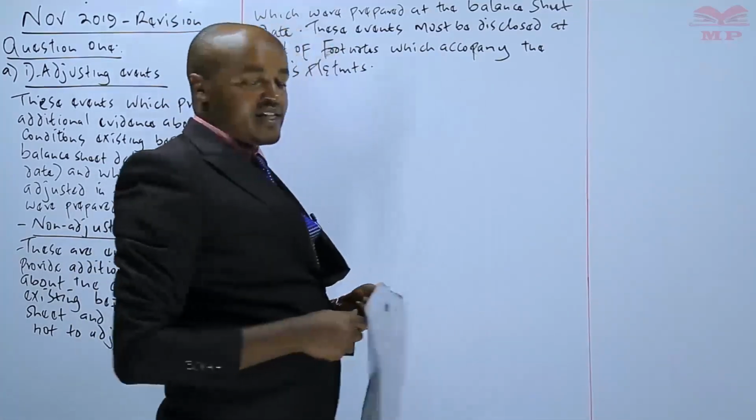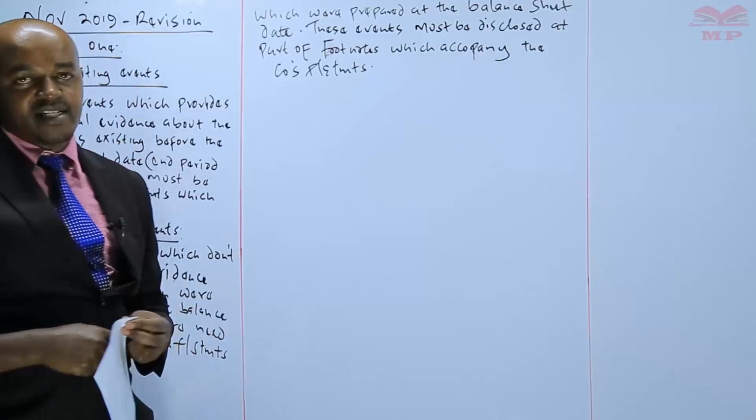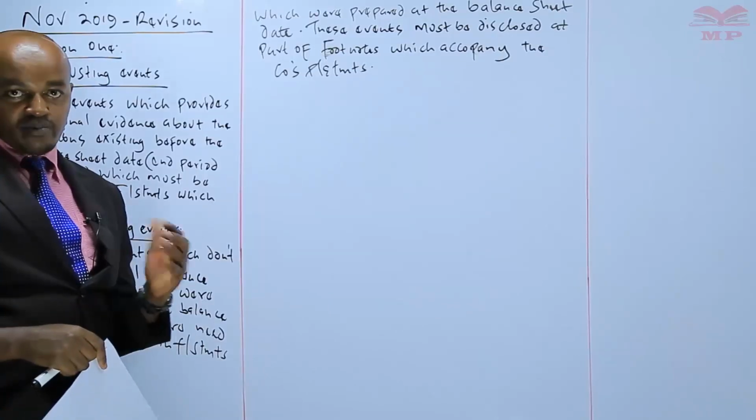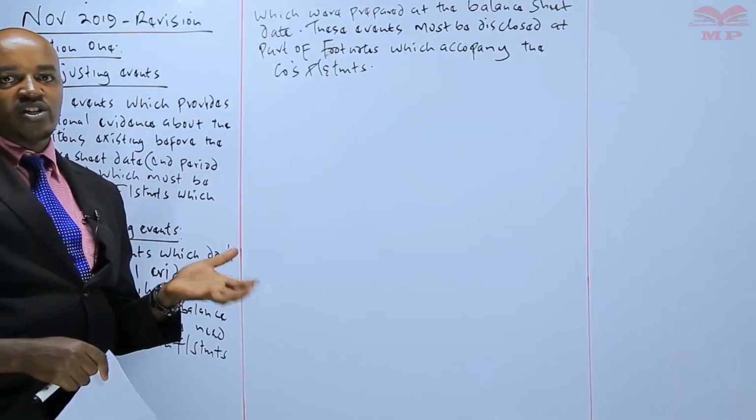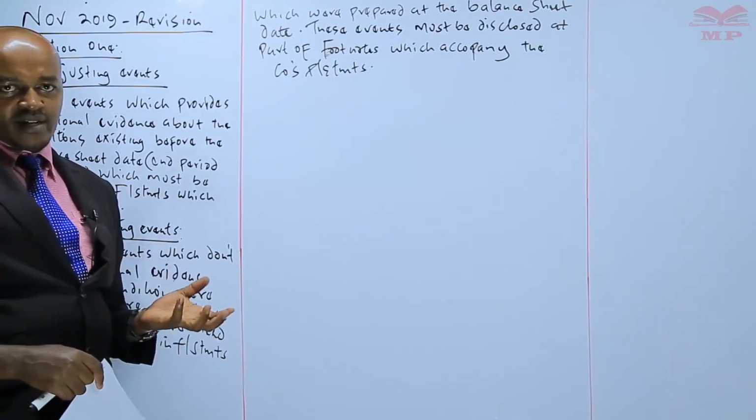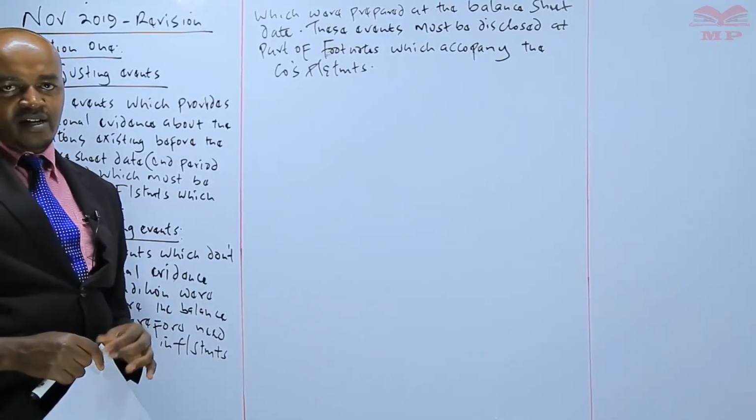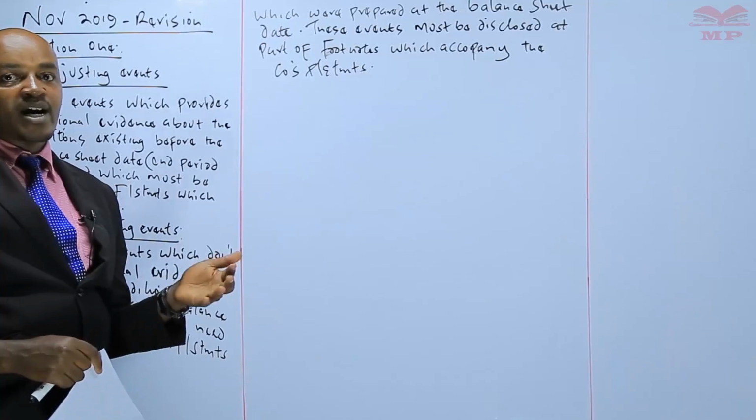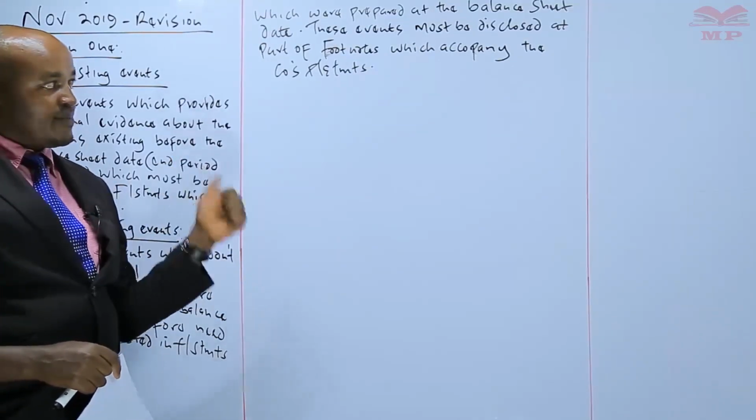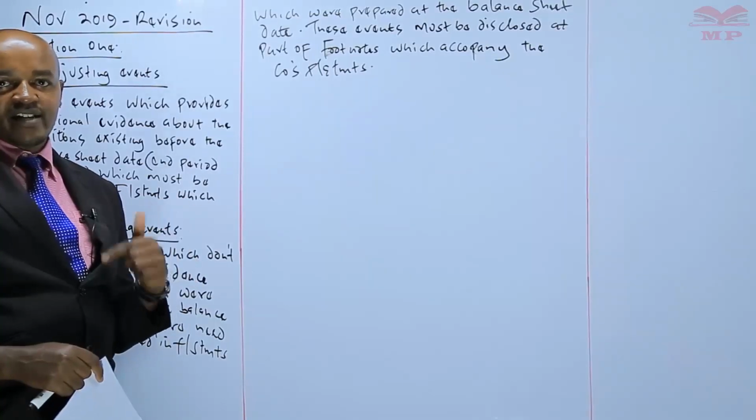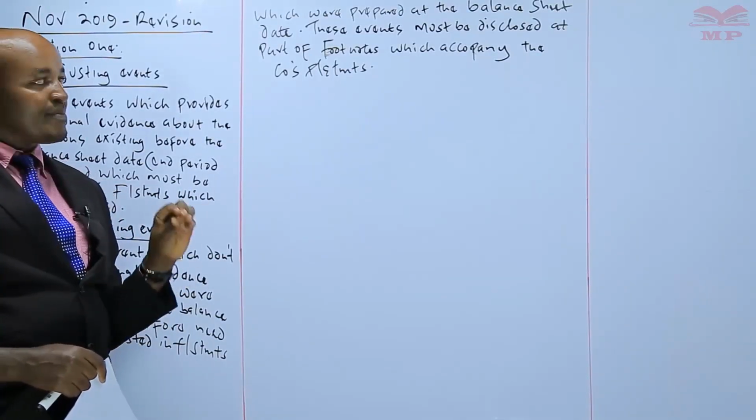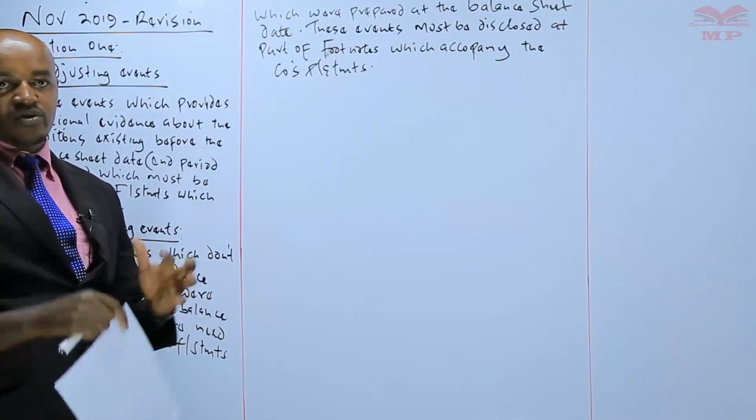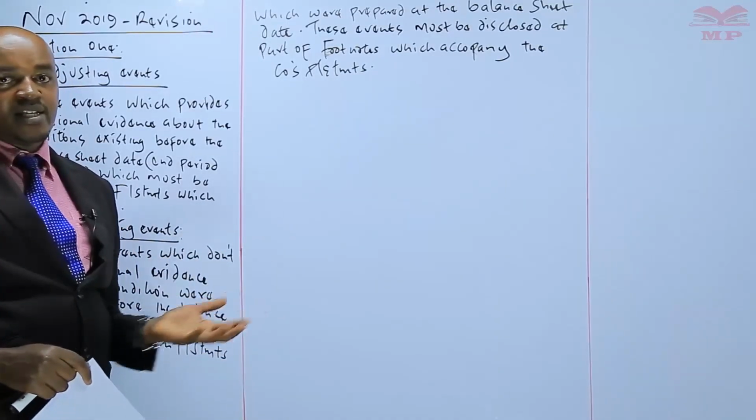So that is the difference between those two events, that is, adjusting events and non-adjusting events. Adjusting events are those events which provide additional evidence about the conditions which were existing before the balance sheet date. A good example is where one of the debtors who owed the company a certain amount of money is declared bankrupt after the year has come to an end. That event needs to be adjusted in the financial statements which were already prepared. But that will only happen if the event involves a significant amount. If it does not involve a significant amount, it can just be ignored.